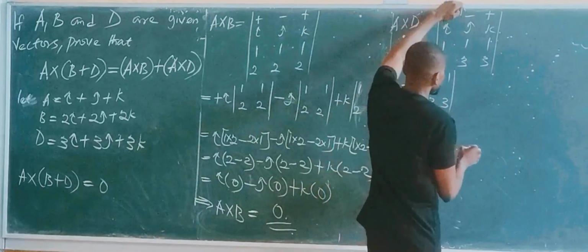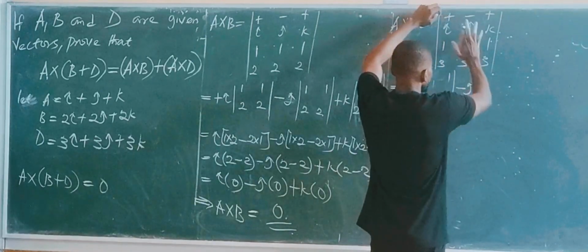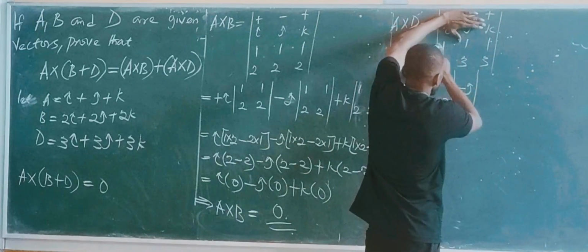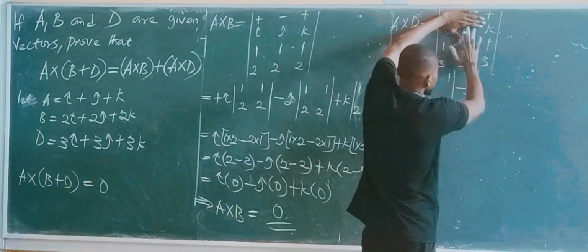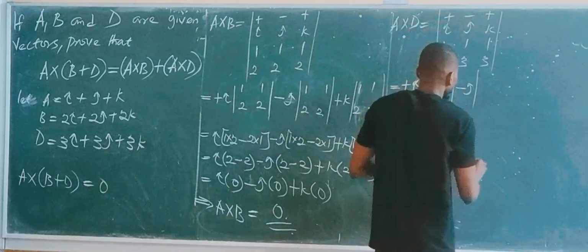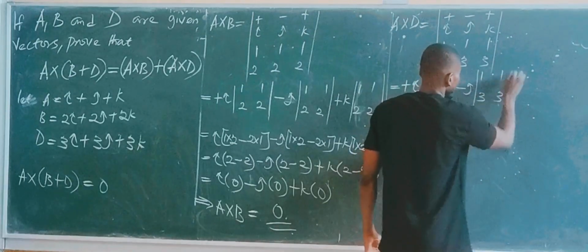Okay. Next is minus. So we have minus j. Okay. So block the row of j entirely. Block the column of j. You are left with what? 1, 1, 3, 3. So block this row. Block the column. You are left with 1, 1, 3, 3. So we still have 1, 1, 3, 3.